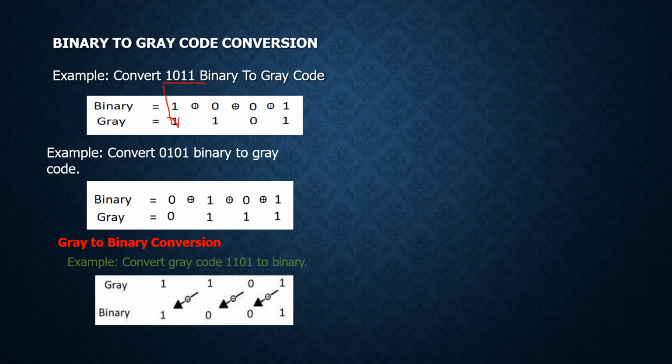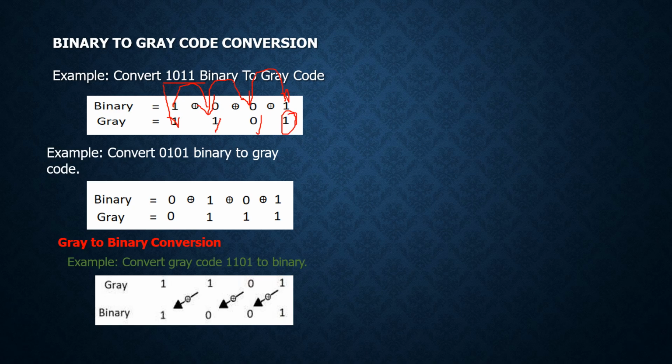And for the second value, you have to XOR the first value and the second value to get the second gray code digit. You have to XOR the second and third binary digits to get the third gray code digit. You have to XOR the third and fourth values to get the fourth gray code digit.